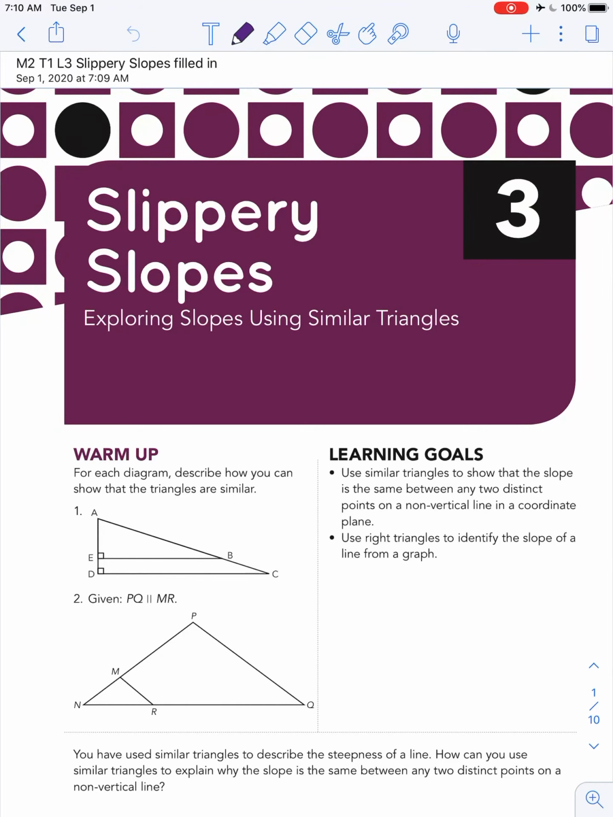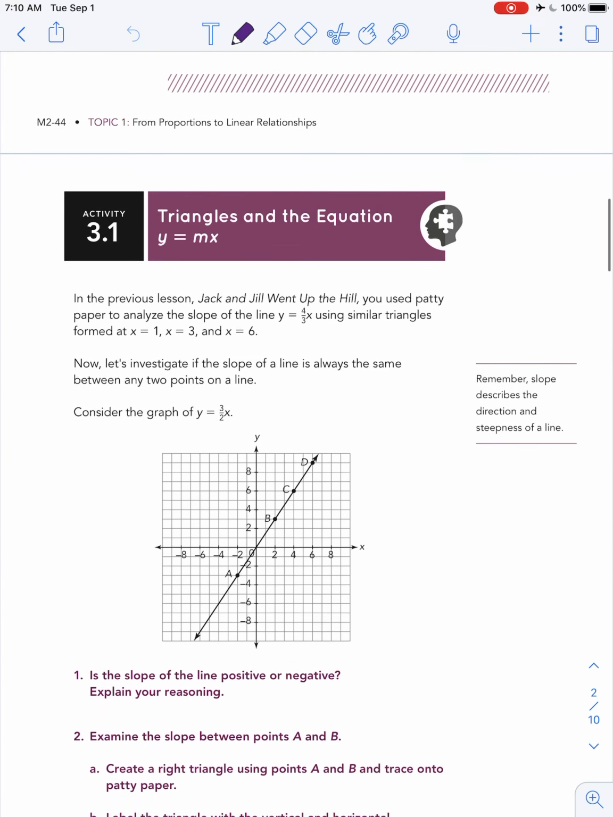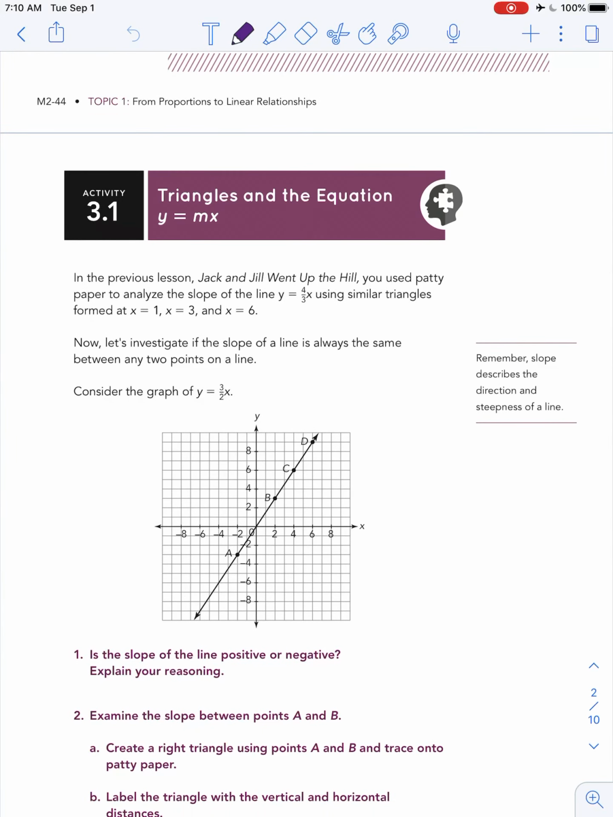Okay, so we're going to do slippery slopes today, but we're not going to go to the first two pages. We're actually going to go to this page right here, which is page 45. Now, in the last lesson, we talked about Jack and Jill and went up the hill, and we did not use patty paper, but we did talk about it. And as we talked about it, we talked about the fact that it had a rate of change.